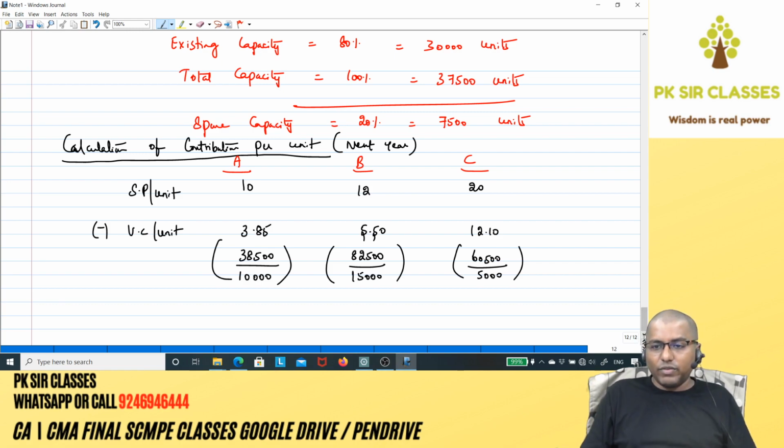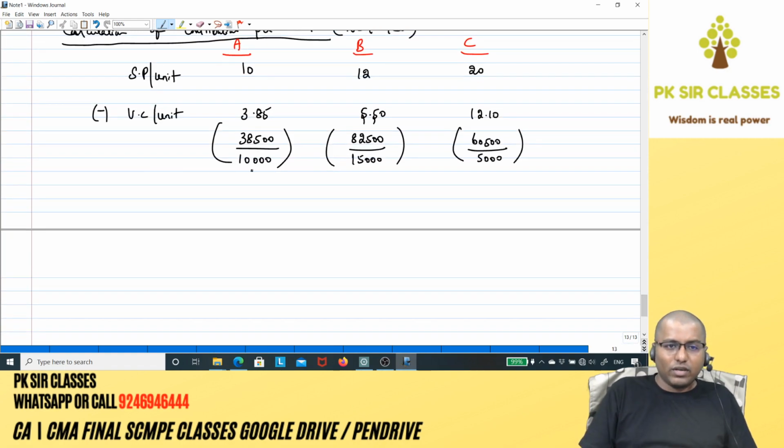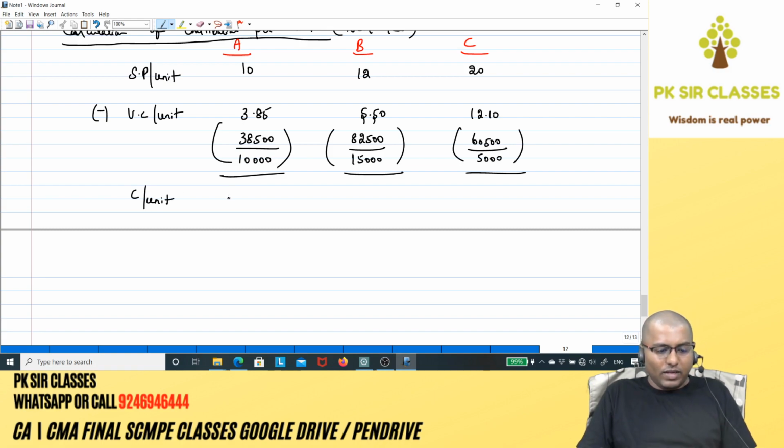Right, done. Now that we have calculated variable cost for the new year, reduce that to calculate contribution per unit. So for A, 10 minus 3.85 is 6.15. For B, 12 minus 5.5 is 6.5. For C, 20 minus 12.1 is 7.9.